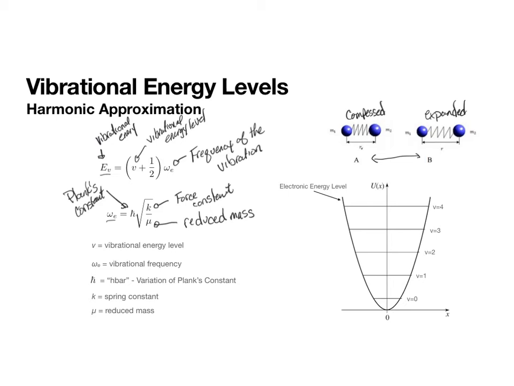What does this look like? We've been drawing some energy level diagrams and some pictures. Well, what we really have is this well shape, this parabola shape, that represents our electronic energy level. And within that electronic energy level, there are quantized vibrational levels.